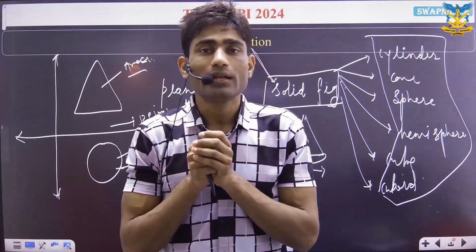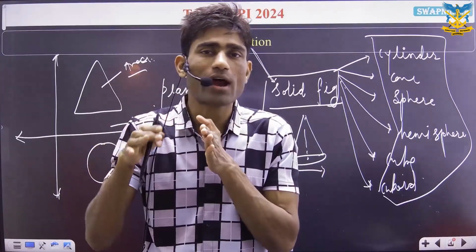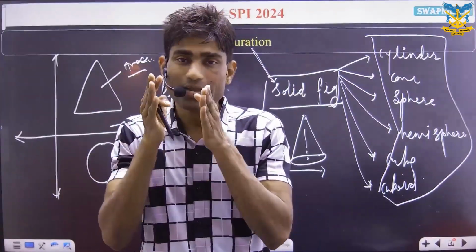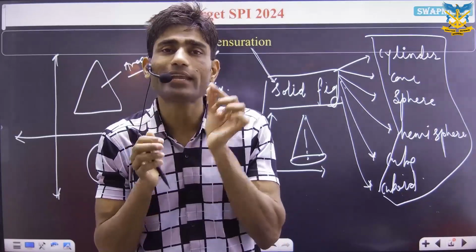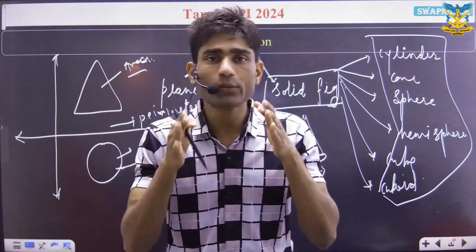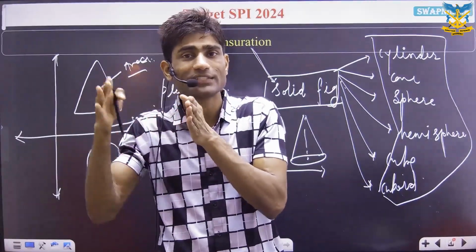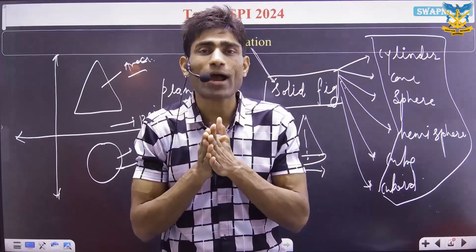All these concepts you need to know, so you can attempt these questions very easily. For example, if you are given the radius or the height of a cylinder, you can easily find the volume of the cylinder. For that you need to know the formula for the volume of a cylinder, which is pi r square h. You all have to be familiar with these things.